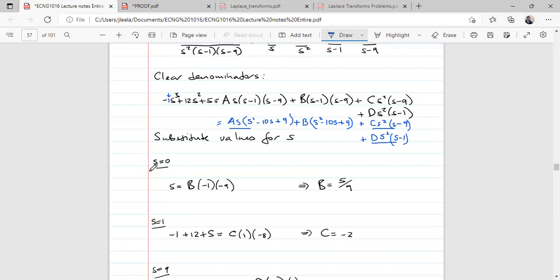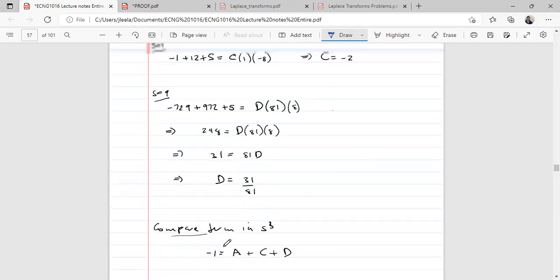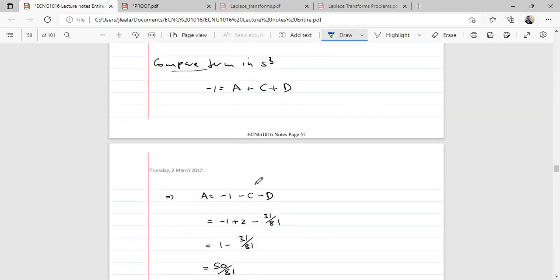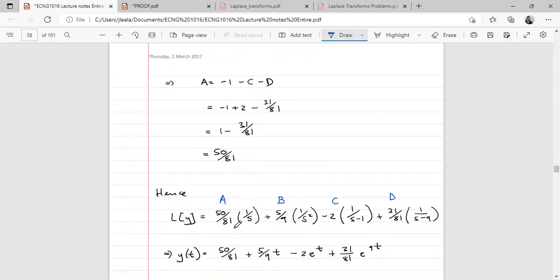So if you equate coefficients, basically you'll get A plus C plus D, you see that here is equal to -1. And we already know what C and D are. D is 31 over 81. C is -2, right? So A would be -1 minus C minus D. So that is -1 minus -2, which is +2. And you're minusing 31 over 81. So that will give you 1 minus 31 over 81, which is 50 over 81.